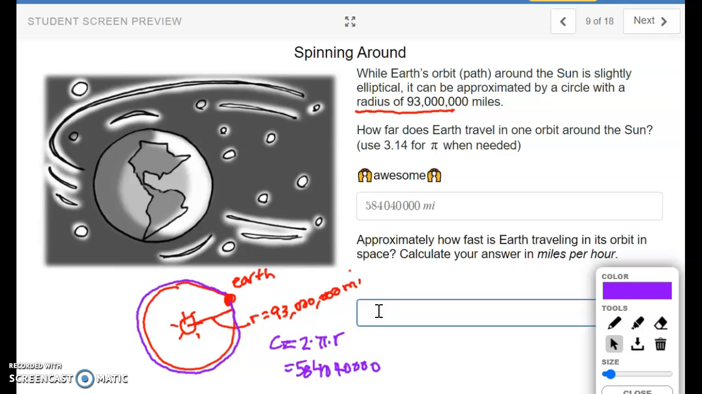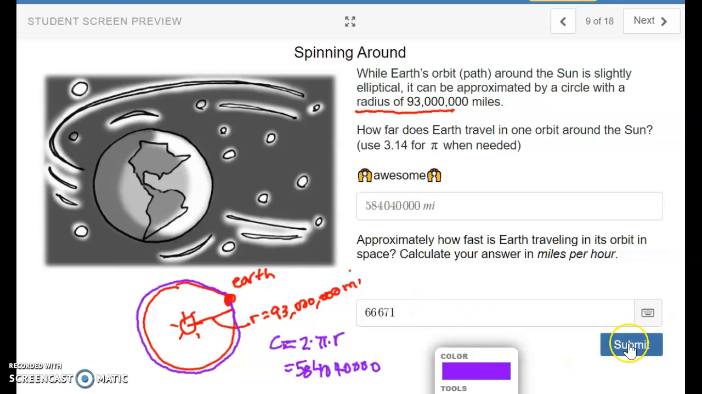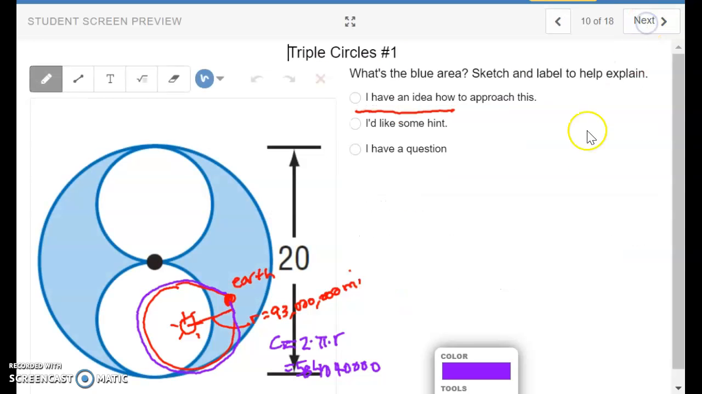approximately 66,671 miles per hour. So this is going to be my value, and this is correct. Then let's move on to the next problem.